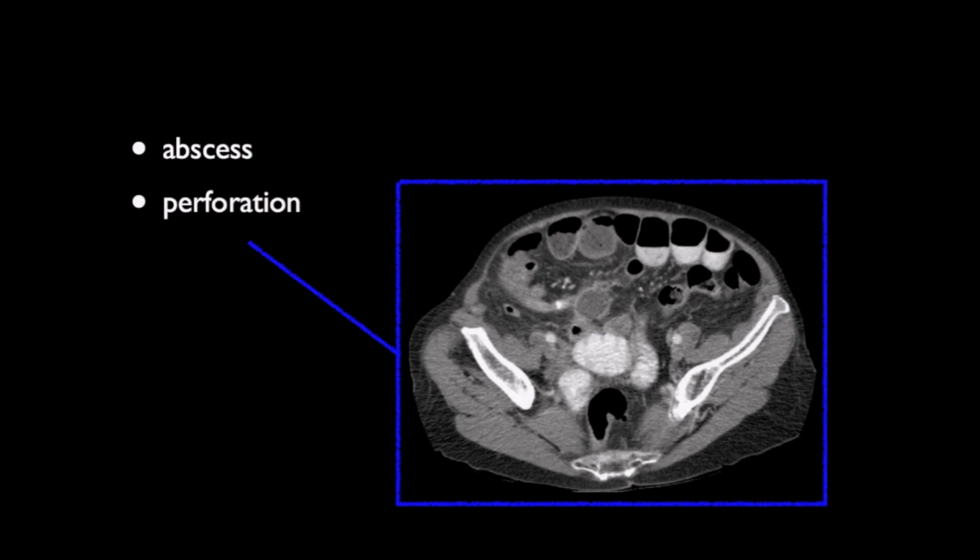Here's a different patient showing an abscess adjacent to the tip of an inflamed appendix. This patient also has a calcified appendicolith at the base of the appendix, causing the obstruction. This is a common finding in appendicitis, but is certainly not present in every case.